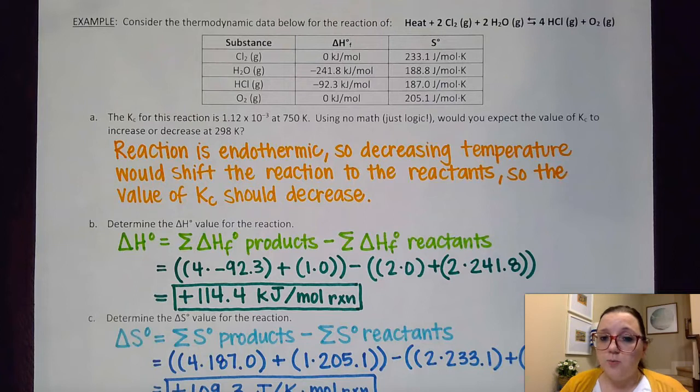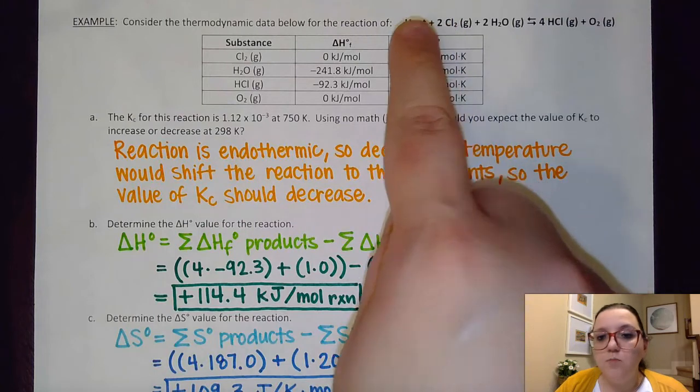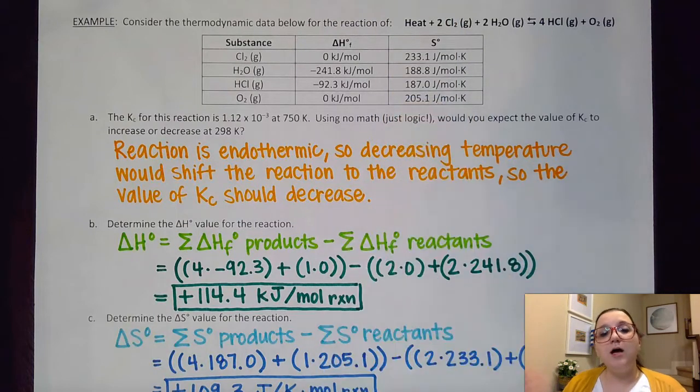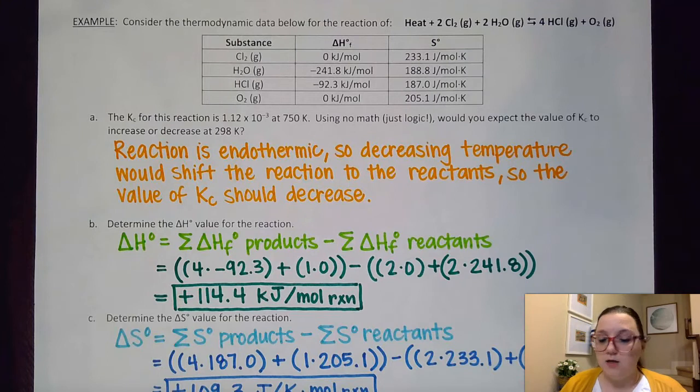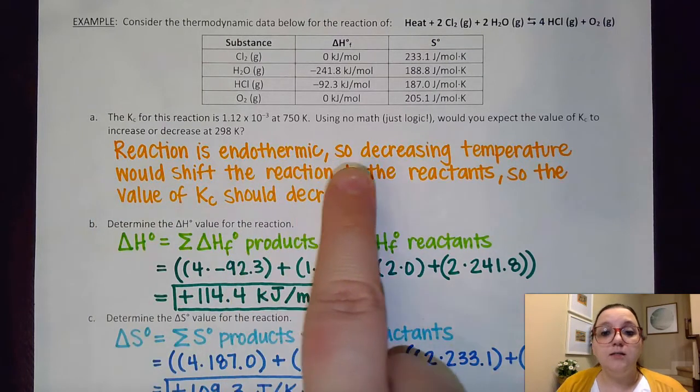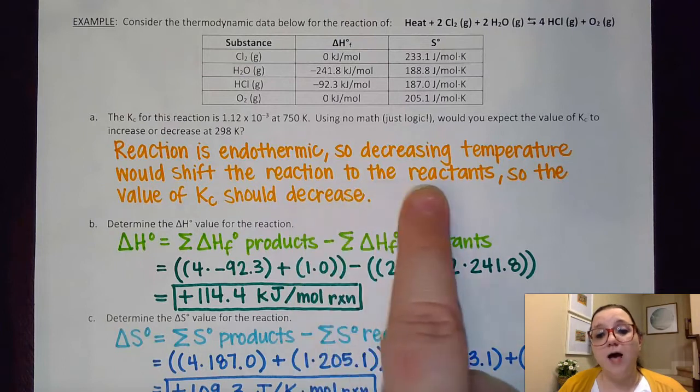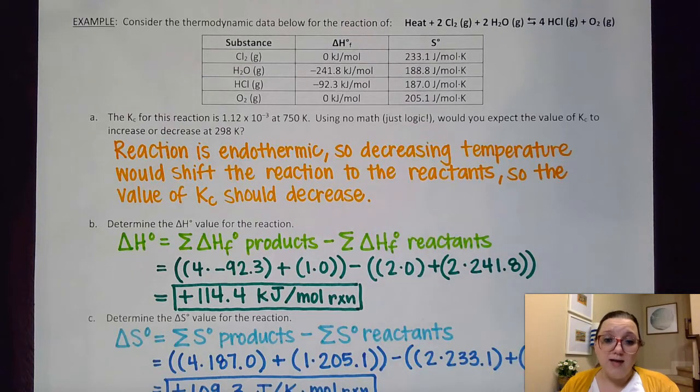So being endothermic, if I decrease the temperature, that means I'm removing heat out of this. And remember, I always shift towards what I remove to replace it, thinking Le Chatelier's principle. So that would cause us to shift to the reactant side. So if the reaction is endothermic, decreasing temperature would shift the reaction to the reactants. And so for shifting towards the reactants, our value of Kc should decrease. Now, what we're doing in these next several questions is we're going to prove that that is in fact the case. So the next thing they want you to do is to determine the delta H value for the reaction.